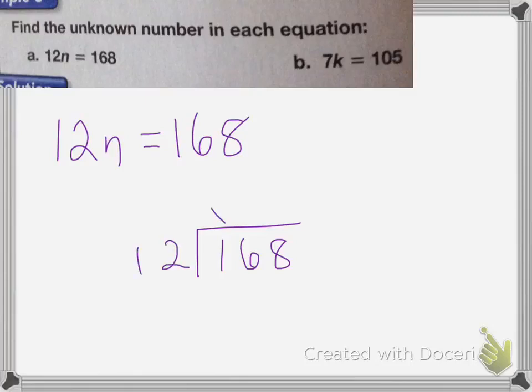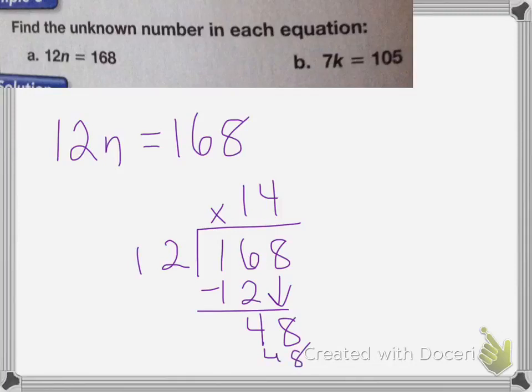So 12 can't go into 1. 12 goes into 16 once. That's 12. Subtract, 4 left over, bring down the 8. 12 goes into 48 4 times, and that zeroes out. That equals 48. So my answer is 14. Again, to make sure we did it right, you'd put it back into the equation. And 14 times 12 is 168.